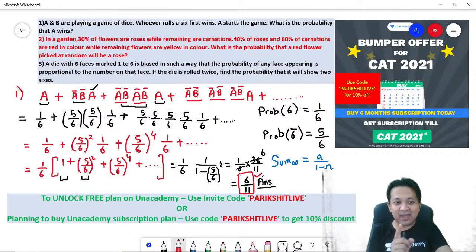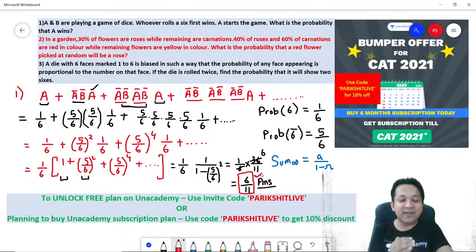Now remember, A has started the game. Because A starts the game, imagine if A throws a 6 the first time, A wins the game. B doesn't even get a chance to play, right? So obviously it would mean if there are 2 players and someone is starting a game and he can win in the first throw itself, his probability of winning would be more than the other person.